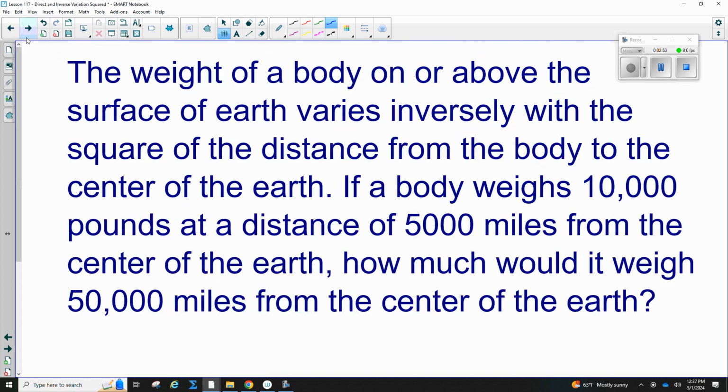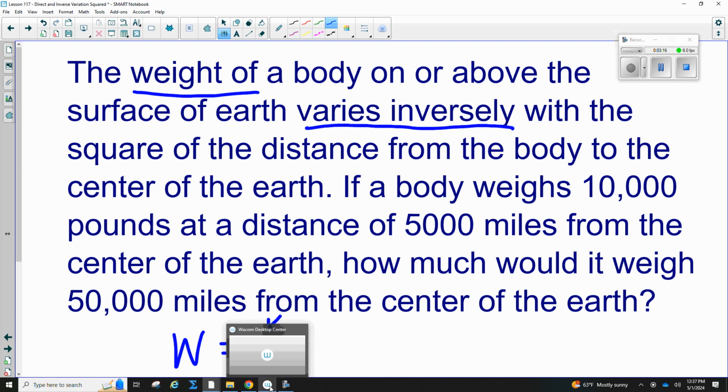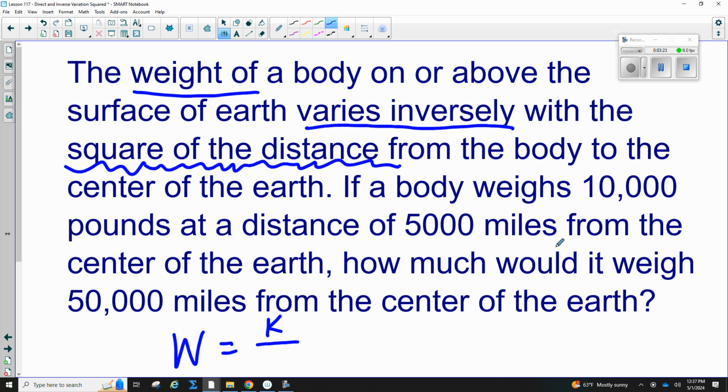Okay. The weight of a body on or above the surface of the earth varies inversely with the square of the distance from the body to the center of the earth. So let's write our sentence, the weight, so we'll do W, okay, varies inversely means what? Yep, K divided by. We always use K for our constant every time. All right, K divided by. And again, it says the square of the distance. So be sure you read super carefully so you don't forget the square. Most people just forget it. So read carefully. Okay. D squared.